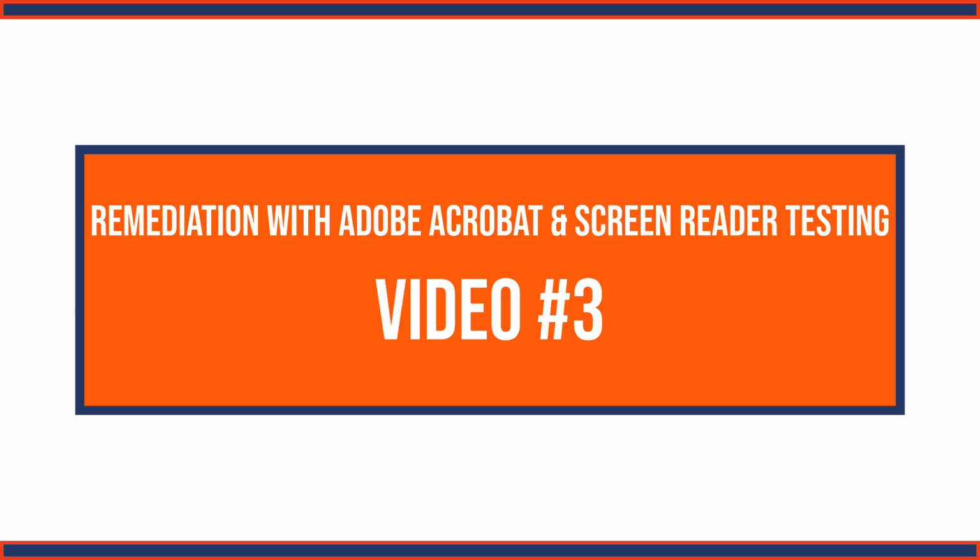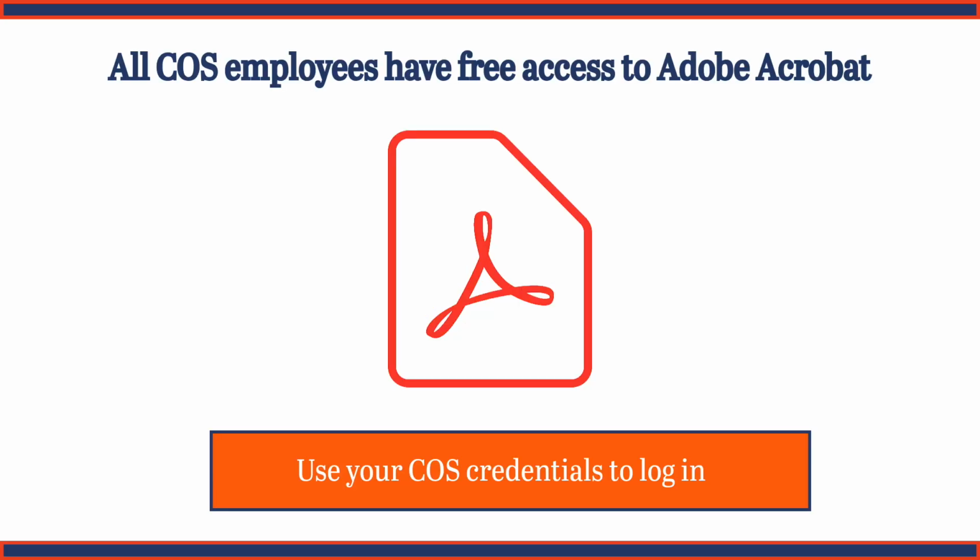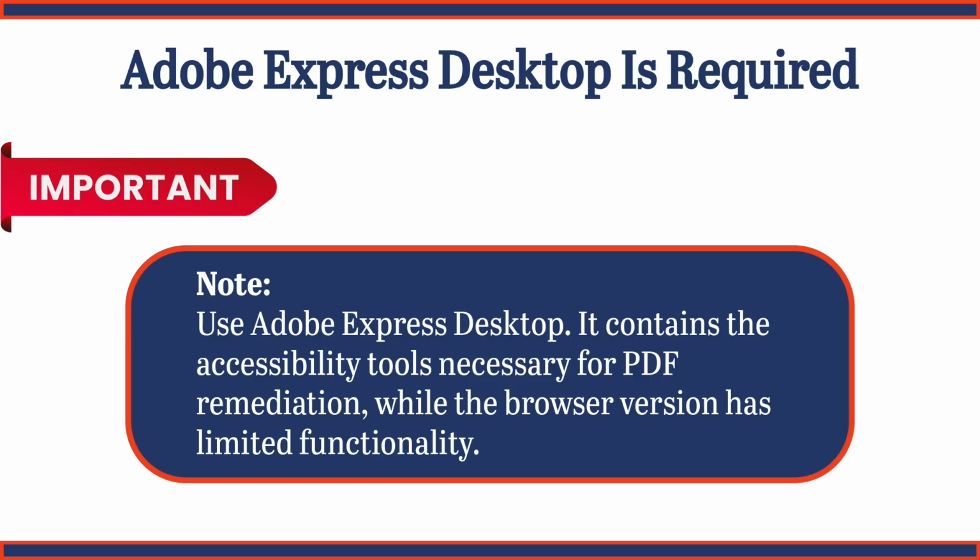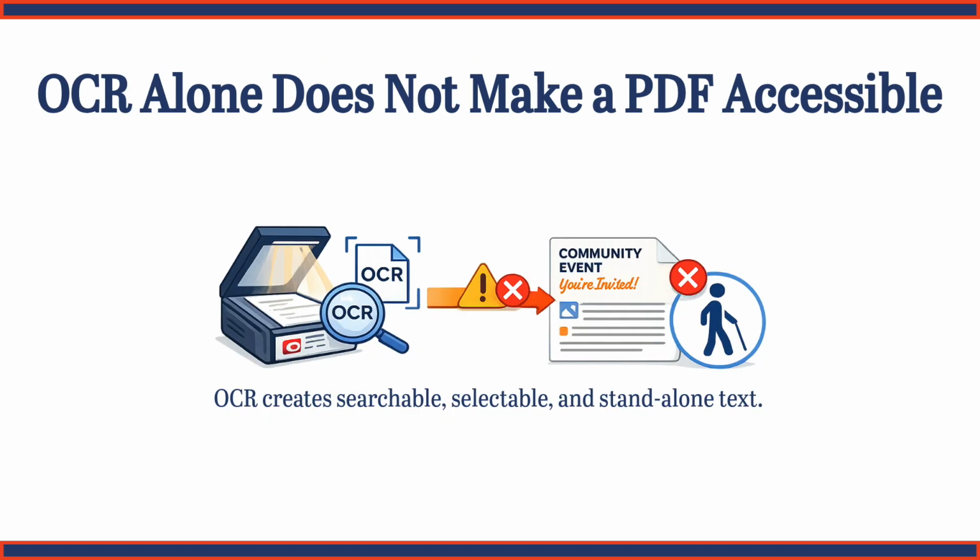In this video, we will be using Adobe Acrobat Desktop to finish remediating our PDF and verify that it is accessible using a screen reader. Note, all COS staff have access to Adobe Acrobat, so please use your COS credentials to log in. It is important that you use Adobe Acrobat's desktop application for this step. The browser version does not include the accessibility tools needed to fully remediate a PDF.